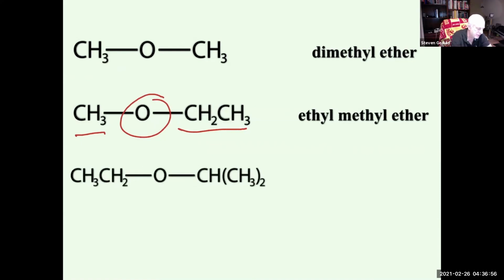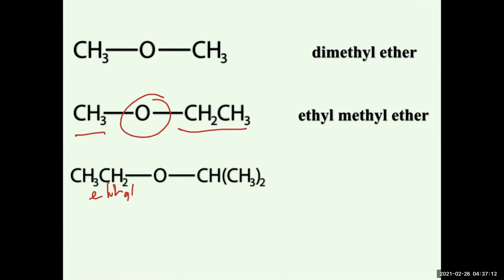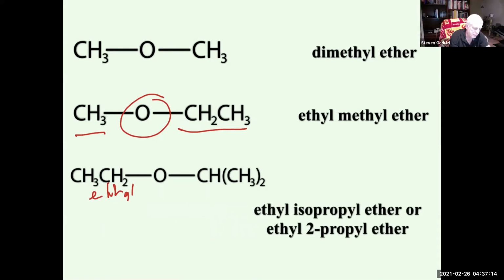Okay. This is ethyl. And this is CH, so that would be 2-propyl, with 2 CH3 groups on there. So ethyl 2-propyl ether, or ethyl isopropyl ether, however you want to do it. It's an isopropyl group or a 2-propyl. There are 3 carbons and it's attached to the second one, so 2-propyl. That's how they get it.